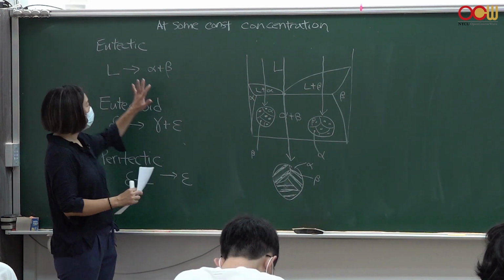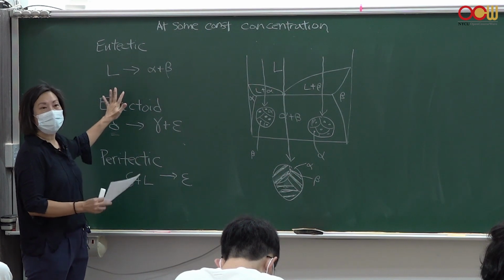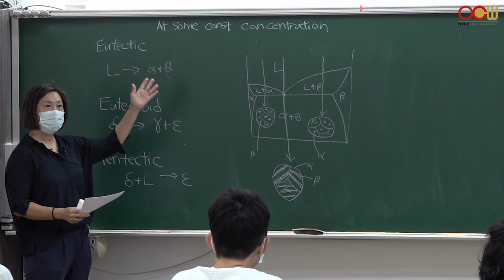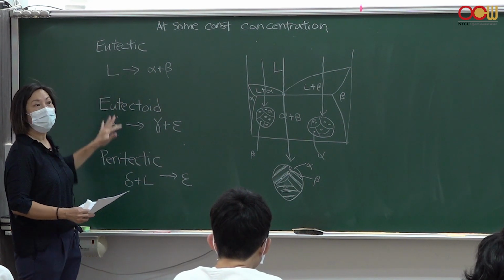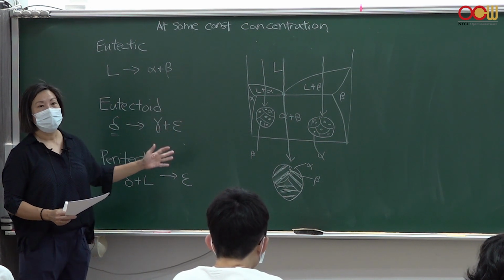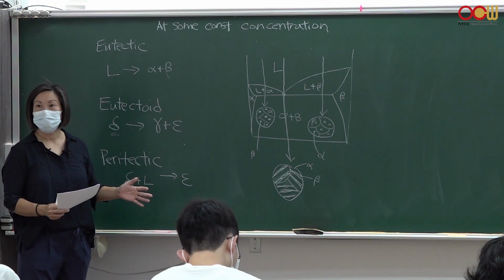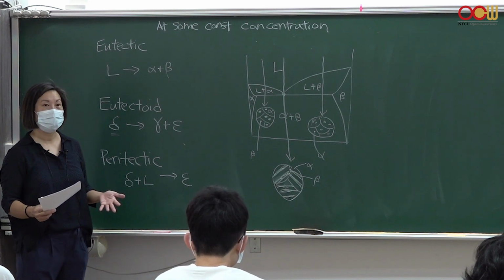Okay, so they're called invariant points because it happens only along a specific concentration. These points give you different microstructures, and that's why we give them specific names.